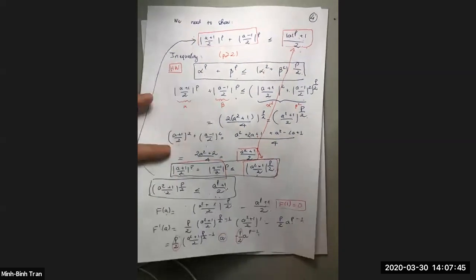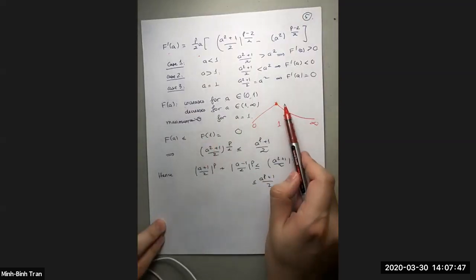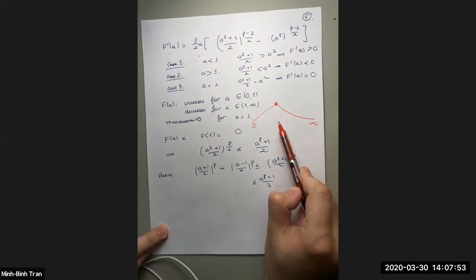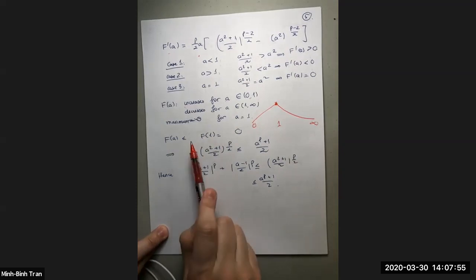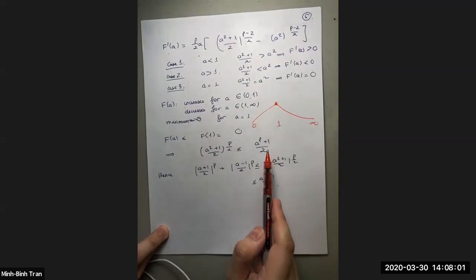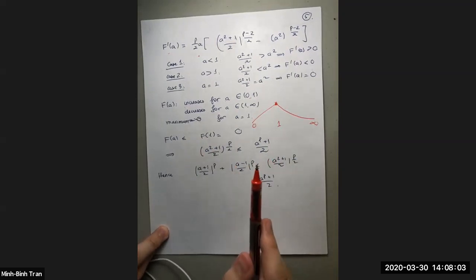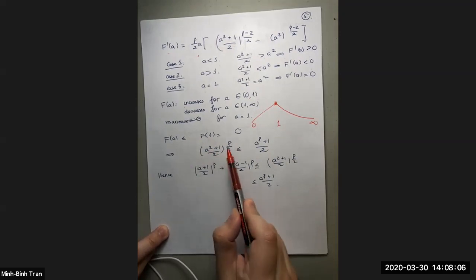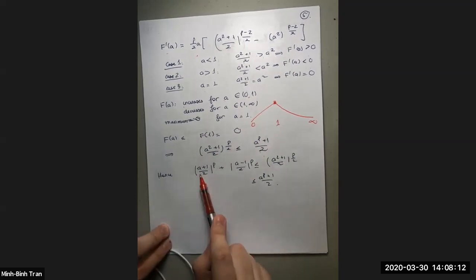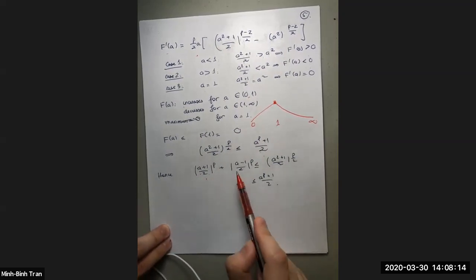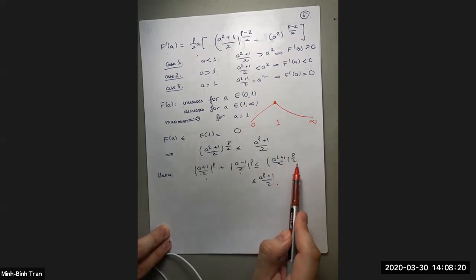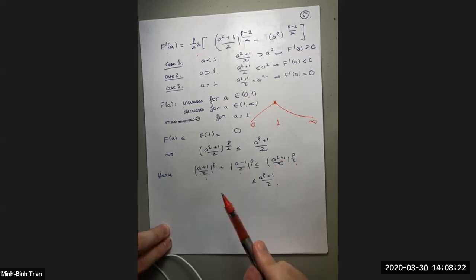Right, now because the function attains the maximum value at the point a equal to 1, you're going to have f_a is smaller than f_1, and this is 0. In other words, f_a is always smaller than or equal to 0. Then you have that ((a² + 1)/2) to the power p/2 is smaller than (a^p + 1)/2, which means that ((a + 1)/2)^p and ((a − 1)/2)^p is smaller than or equal to ((a² + 1)/2)^(p/2), and this is smaller than (a^p + 1)/2.